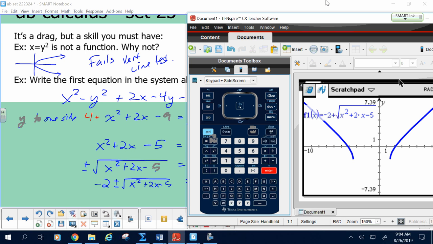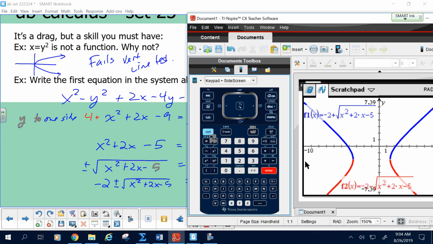Are we cool? How do I get the bottom half? Is there a way to cut and paste that so I don't have to retype it? Does anybody know that? Oh, someday I'm going to have to figure that out. All right, so negative 2 minus the square root of x squared plus 2x minus 5, cha-cha-cha. Boom. Okay, so all together we get that same hyperbola, and although it was more work, we can do a lot of calculus with that in function mode.